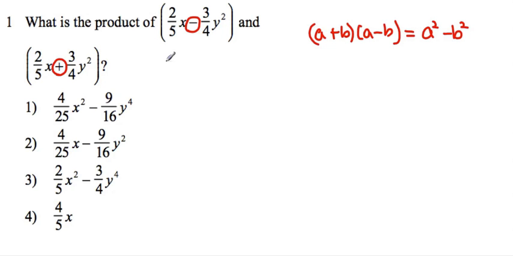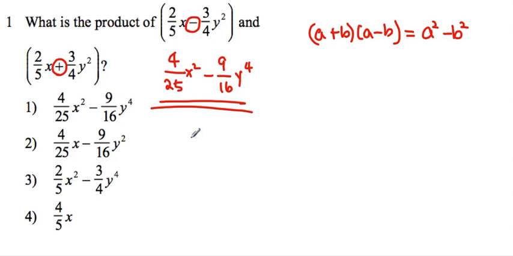Knowing that, when you multiply these two, our first term will be the first term squared, so we get 4 over 25 x squared. That's what we end up getting. The sign in the middle will be negative, and the second term will be the second one squared, so we end up getting 9 over 16 y to the fourth power, because square of square becomes fourth power. So this becomes our final answer, which seems to be choice 1.